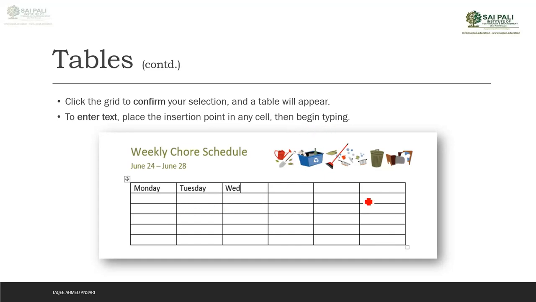So if the table is now there in the document, now I want to add something in this cell. So I click in that cell and then start typing what I want to type.